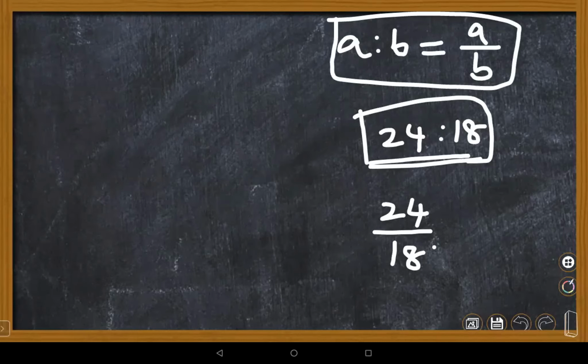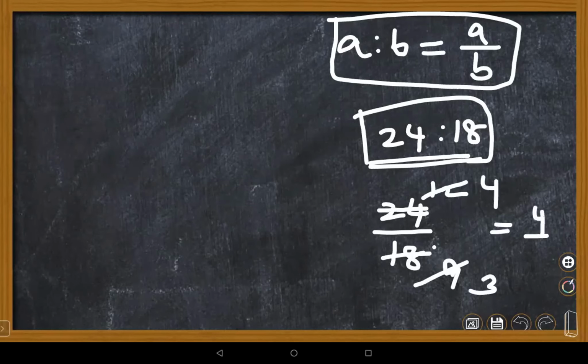If you don't know the 6 table, you go with the 2 table. 2 ones are 2, 2 twos are 4, 2 nines are 18. And 3 threes are 9. 3 fours are 12. 4 by 3, like that you have to simplify and reduce. So the ratio will be 4 is to 3.